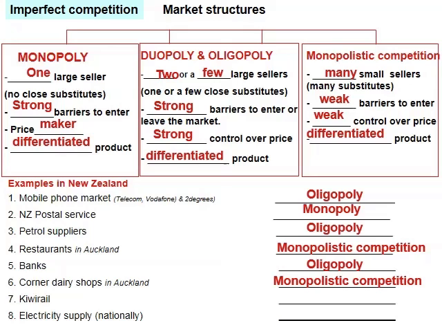Kiwi Rail is a monopoly. Of course, there's only one set of railway tracks basically, and normally when it comes to those sort of networks, you only have one owner, one large owner, which we call, of course, a monopoly. Electricity supply nationally in New Zealand, we've actually got three, so it is an oligopoly.